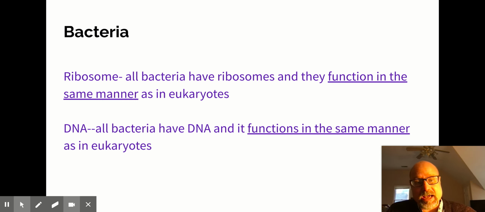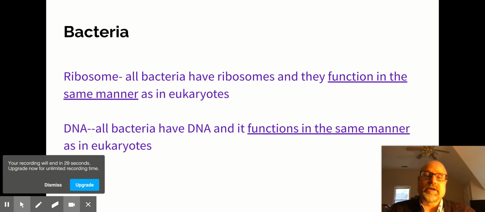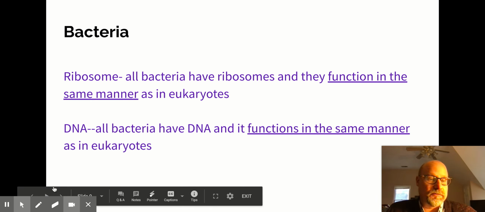Another thing: all bacteria have DNA. It functions in the same manner as it does in eukaryotes. The DNA carries a code of nitrogenous bases. Those bases form the code for making the proteins that actually give the structure, function, commands, etc. to the bacteria. So just as the DNA is the blueprint of eukaryotes, DNA is also the blueprint of bacteria. So same thing, different organism.